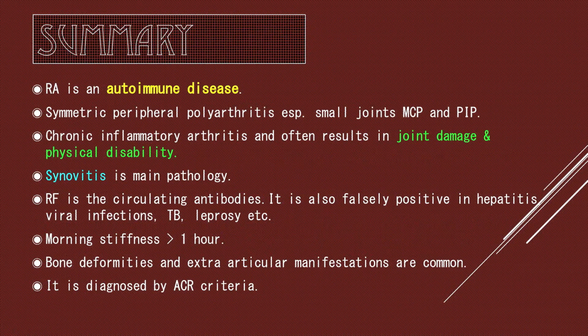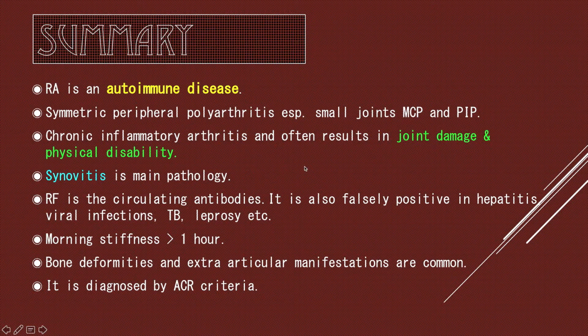Then summary. RA is an autoimmune disease. It is basically an arthritis which is autoimmune. It is a peripheral symmetric polyarthritis. Symmetric means if the right finger is involved, then the left finger is also involved. It is symmetric 99% of the time. Peripheral means it is not in the axial skeleton but in the peripheral skeleton. The most important joints are the hand joints. MCP and PIP are mostly involved.